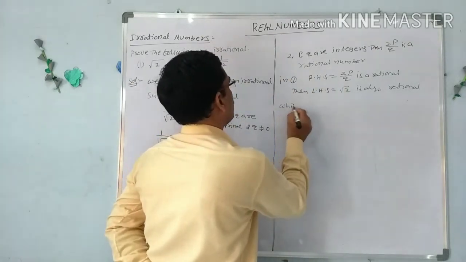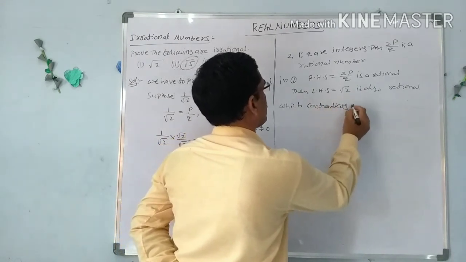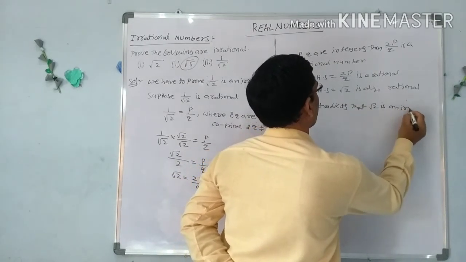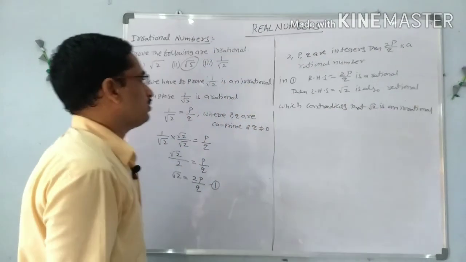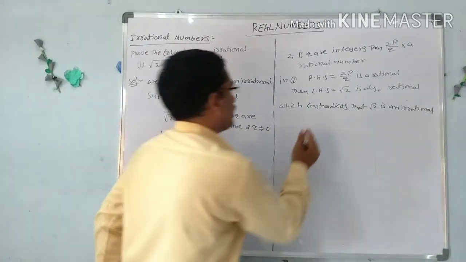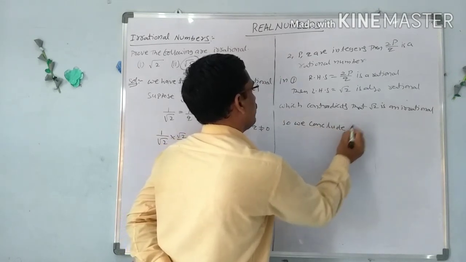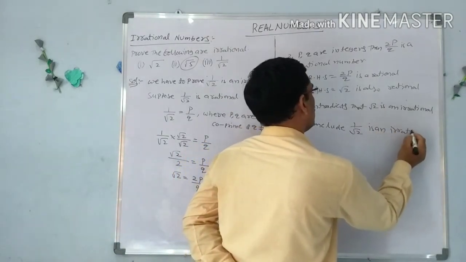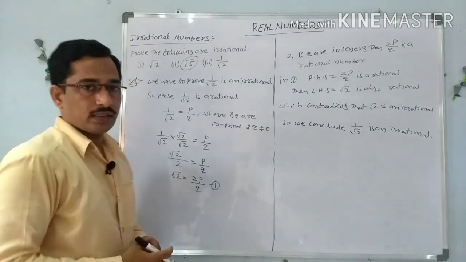Which contradicts that root 2 is an irrational number. So this is quite the opposite statement: here it is rational and this is irrational. This occurs because our assumption that 1 by root 2 is rational is wrong. So what is the right statement? We conclude 1 by root 2 is an irrational number. So far, this completes the topic of irrational numbers.